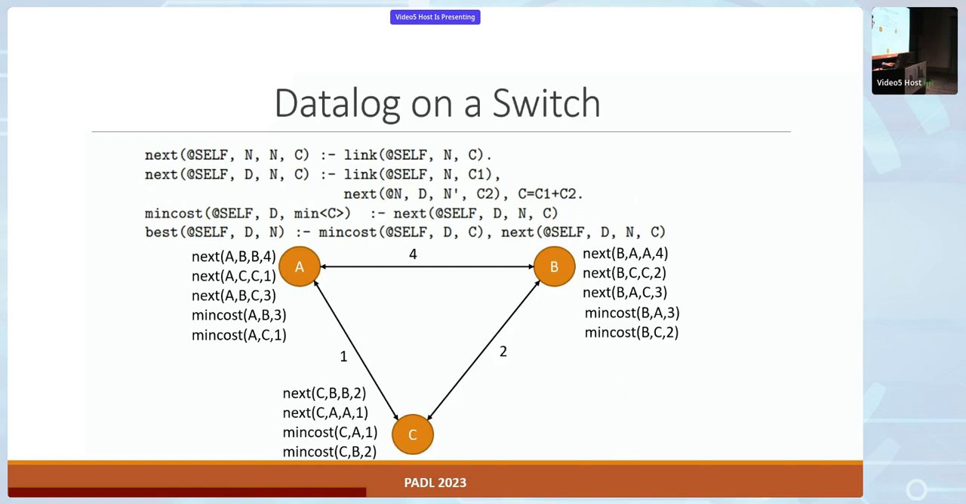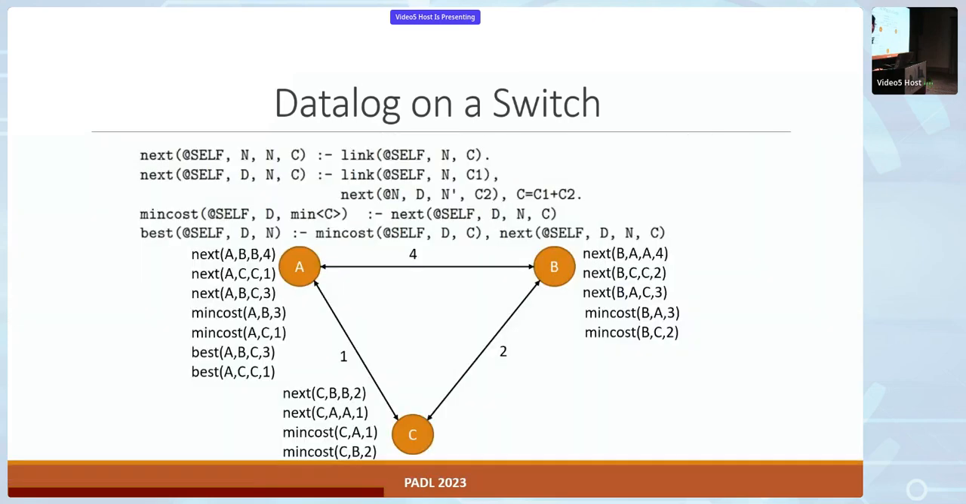And since we don't know what N is, given a min cost tuple, we have to again iterate over all the derived next tuples to actually compute our best table. So for min cost(A, B, 3), you'd have to go through all the next tuples and you would find that, okay, the cost 3 matches the tuple where the path is via C. So you get best(A, B, C, 3). And similarly, you get best(A, C, C, 1).